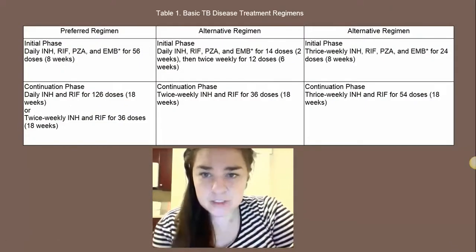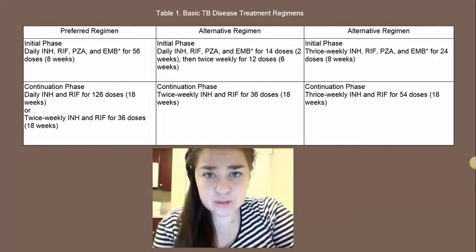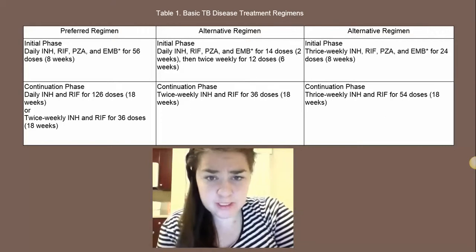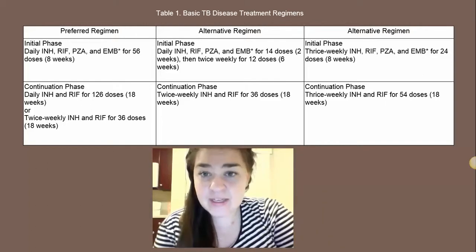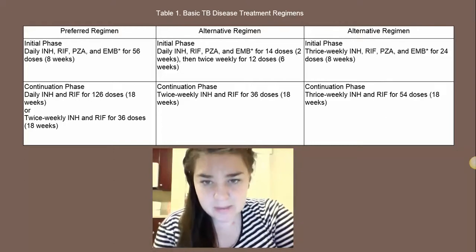So this chart shows some regimens that may be prescribed by doctors depending on the person who has tuberculosis. If you look at the top left box, this shows what the preferred regimen is for someone who is going through the initial phase of the antibiotics. So they would want to take a daily dose of these 5 antibiotics for 8 weeks. And underneath the box, it shows a continuation phase. And that is what they will have to take if they do not follow the initial phase and the bacteria becomes resistant to these first-line antibiotics.